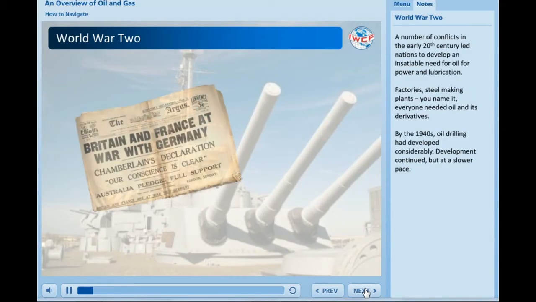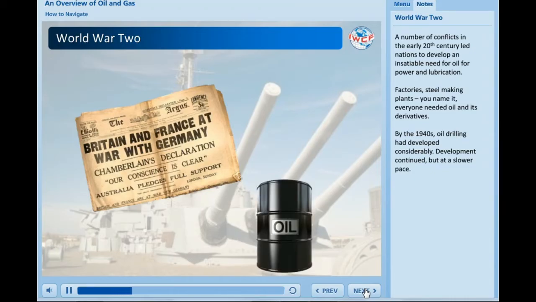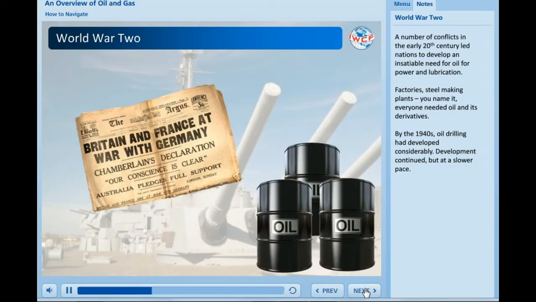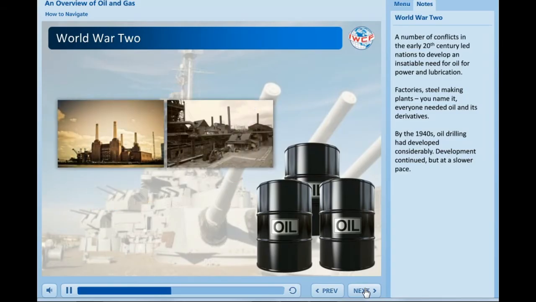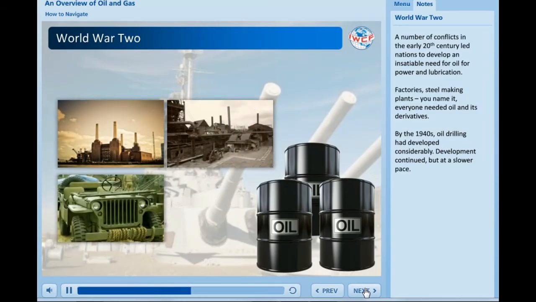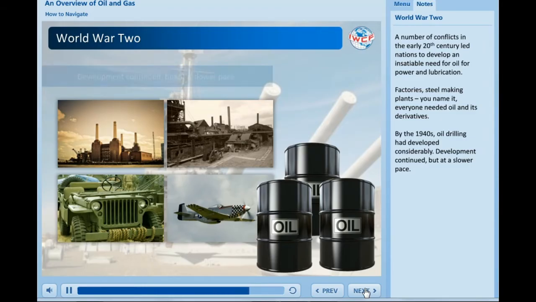A number of conflicts in the early 20th century led nations to develop an insatiable need for oil for power and lubrication. Factories, steel-making plants, you name it, everyone needed oil and its derivatives. By the 1940s, oil drilling had developed considerably. Development continued, but at a slower pace.